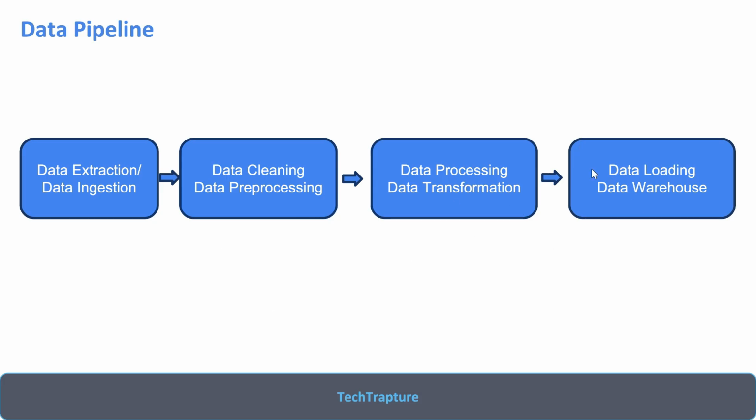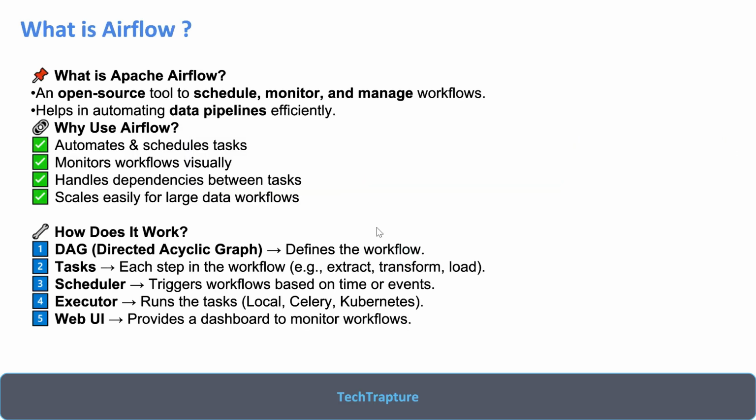This is a simple example, the simple way I'm trying to explain, and we can maintain this sequence and dependency. If it is failing, then we can run any backup task we want. All these things we can do using Apache Airflow. Now let's see what Apache Airflow is. Apache Airflow is an open source tool to schedule, monitor and manage workflows. It helps automate the data pipelines.